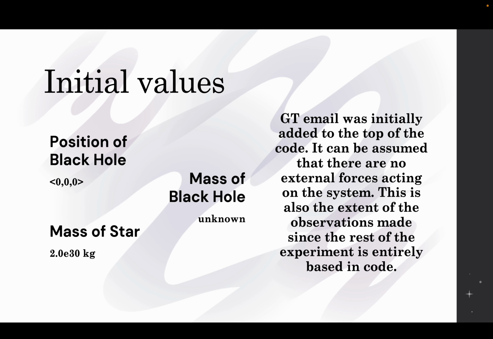Initial values: position of the black hole at the origin, 0, 0, 0. Mass of the star, 2 times 10 to the 30th. And mass of the black hole is initially unknown. GT email was initially added to the top of the code. It can be assumed that there are no external forces acting on the system. This is also the extent of the observation made, since the rest of the experiment is entirely code-based.